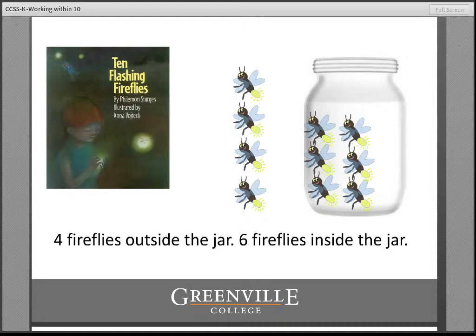In this particular book, there are 10 flashing fireflies, and on different pages, there are different amounts in the jar and outside of the jar. And so in the representation I've shown here, there are 6 inside the jar and 4 outside the jar, and 6 and 4 then is a combination that makes up 10. So as they work through the story, you can initially read it, and then they can act it out, and it can become a center where they explore all the different sums of 10 that they can figure out.